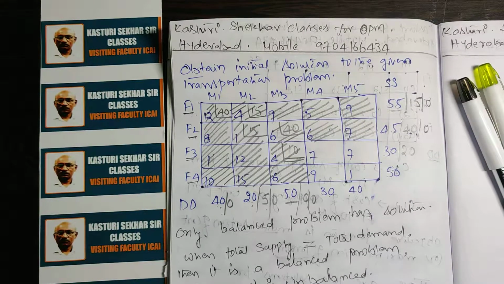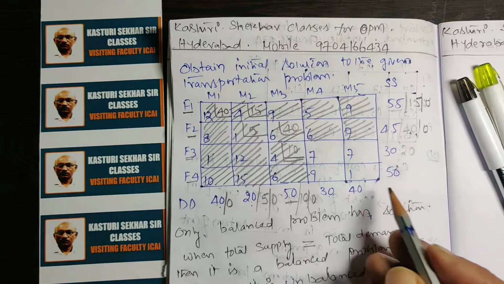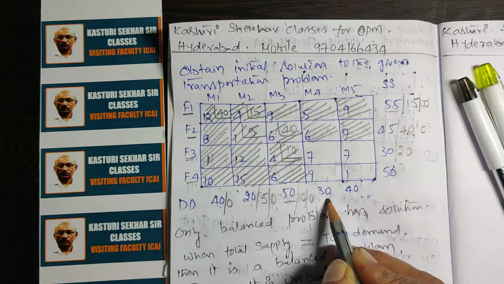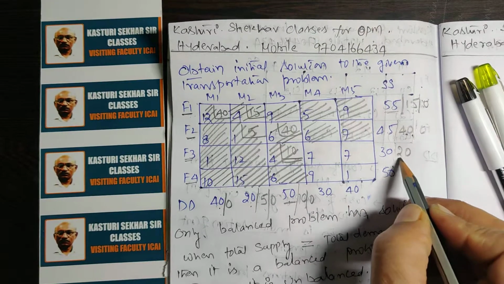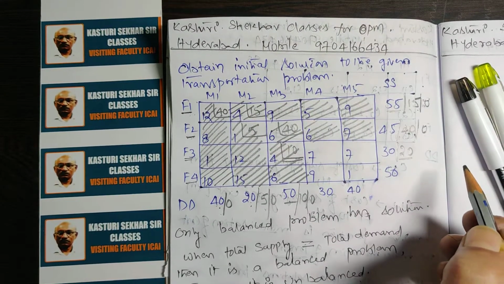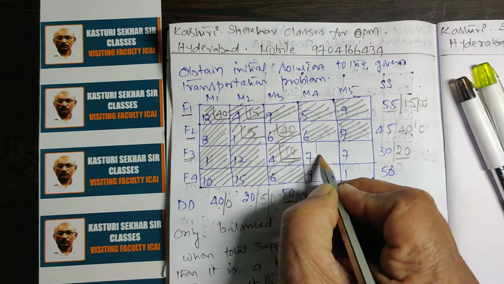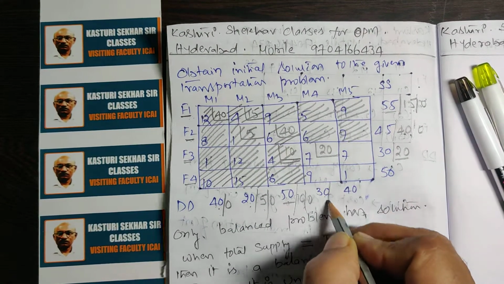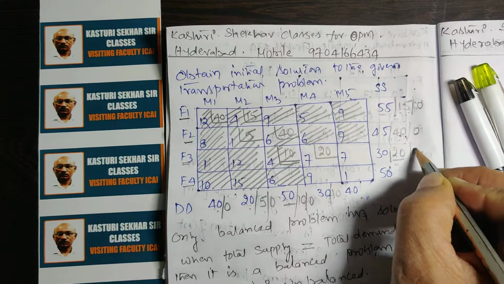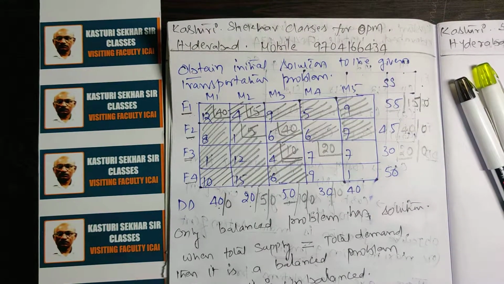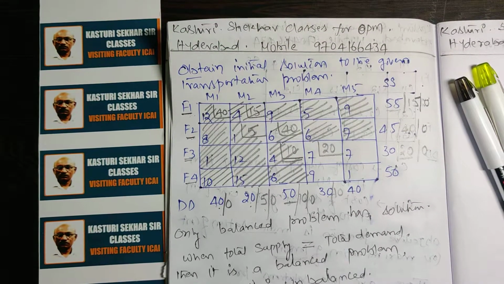Now move to market 4. How many units are required? 30 units are required at market 4. But how many units are available at F3? 20 only. So supply 20 units. It is 10. It is 0. Capacity is over. It means you cannot supply the goods from F3 to any market now.